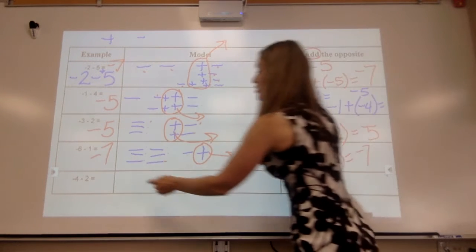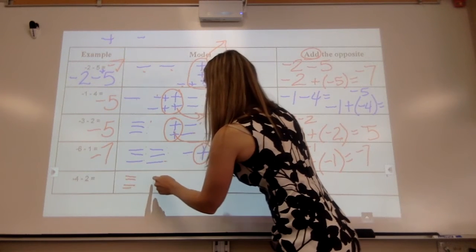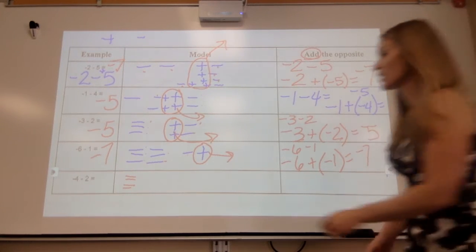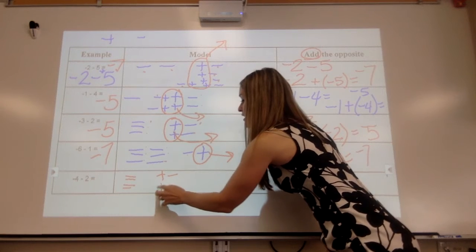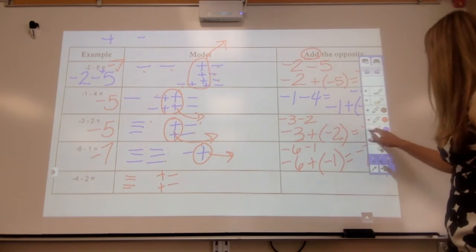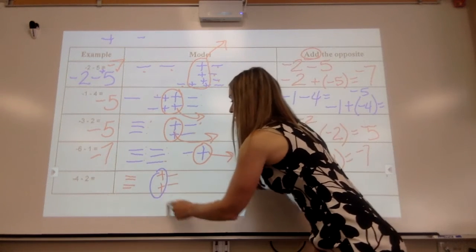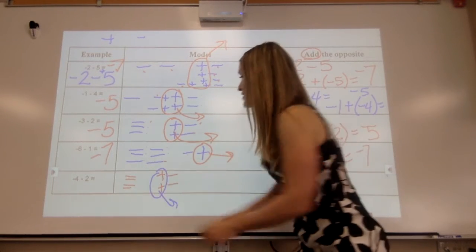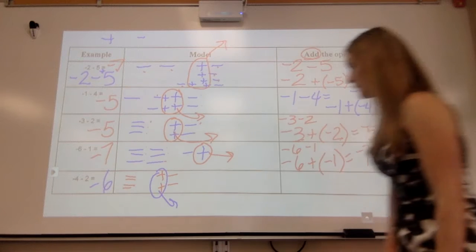All right, last one, 4 negatives, and I want to take away 2. Again, I don't have 2 to take away, so I've got to bring in zero pairs. I brought in 2 because I need to take away 2. I'm going to circle those 2 positives, take them away, and I've got 1, 2, 3, 4, 5, 6 negatives.